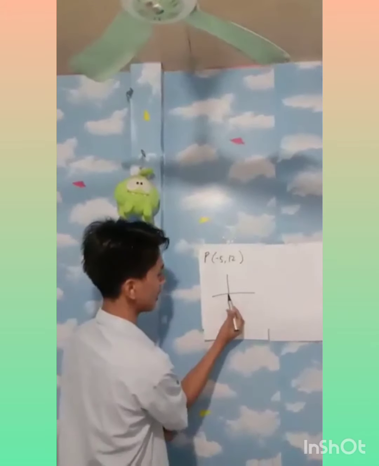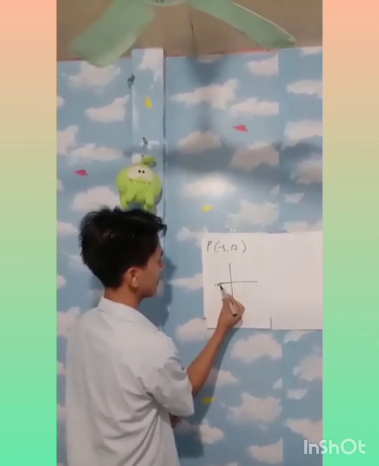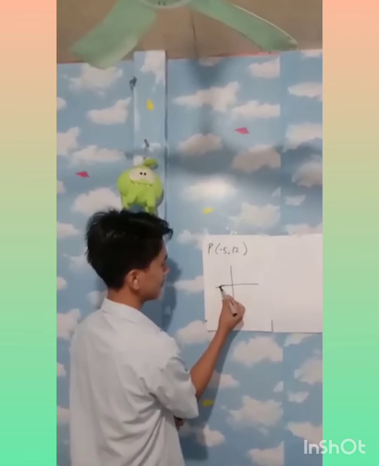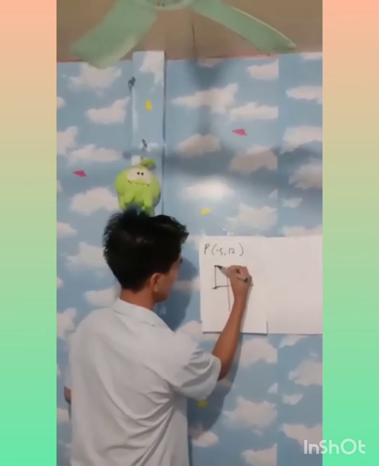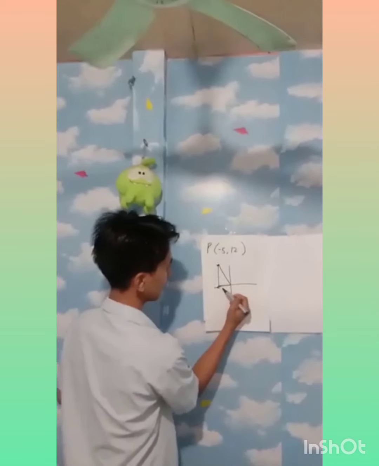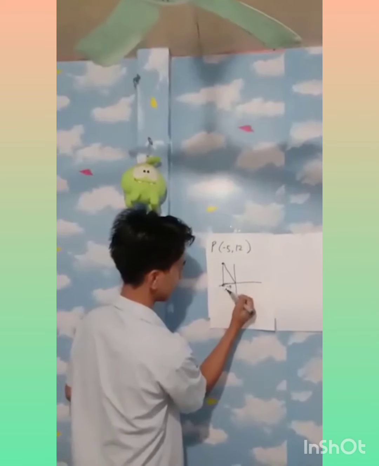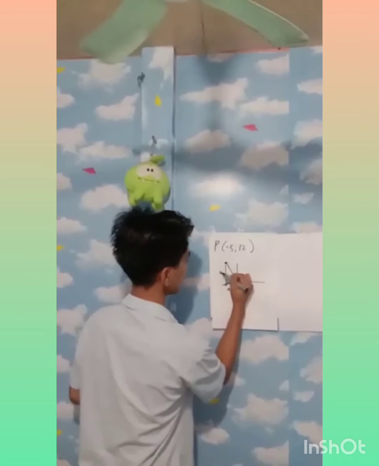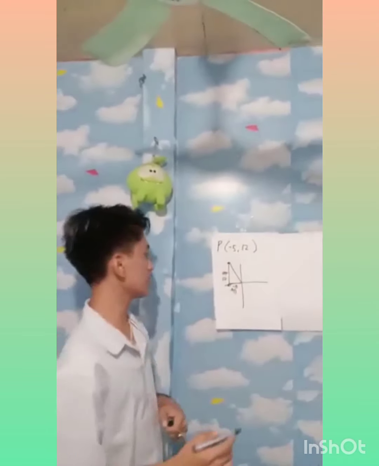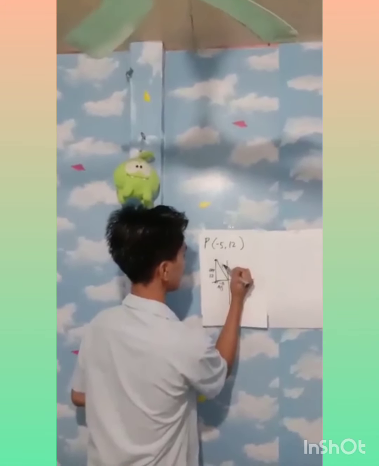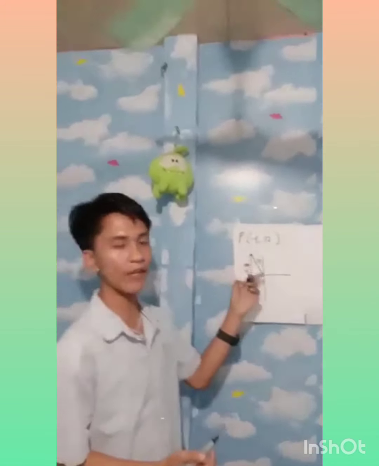Imagining negative 5 is on the left side and positive 12 is up there. So negative 5 is the adjacent, and the opposite is 12. So we need to find the hypotenuse side. Our hypotenuse is 13. So how do we find 13?